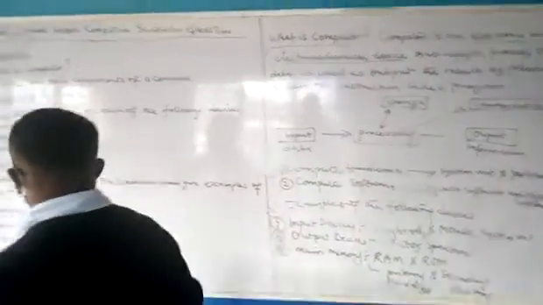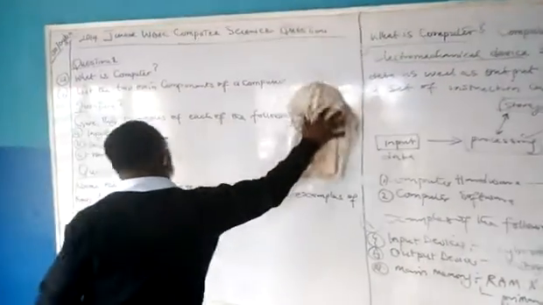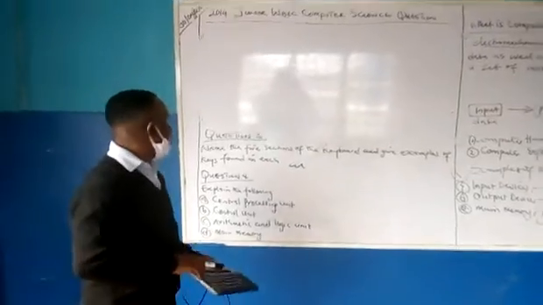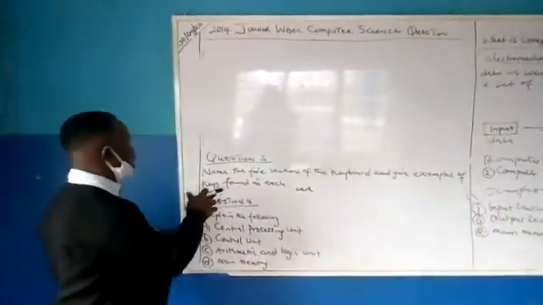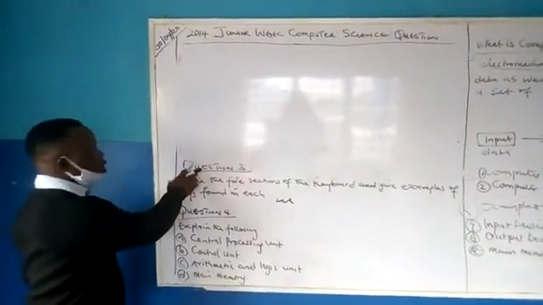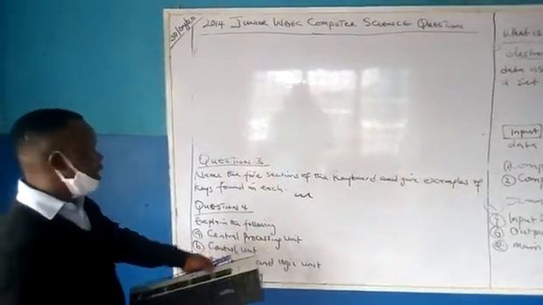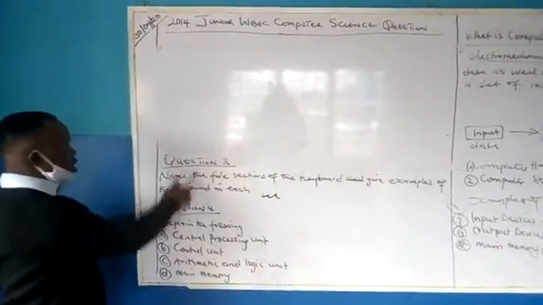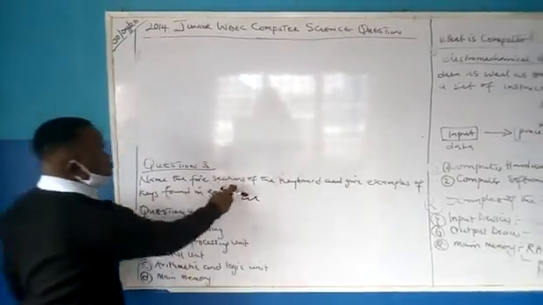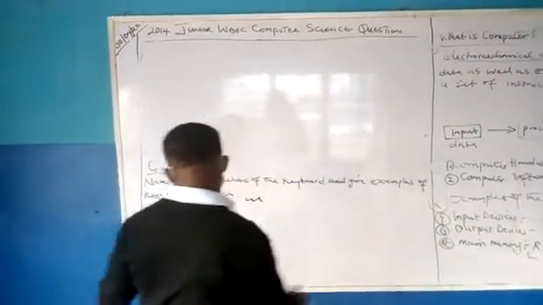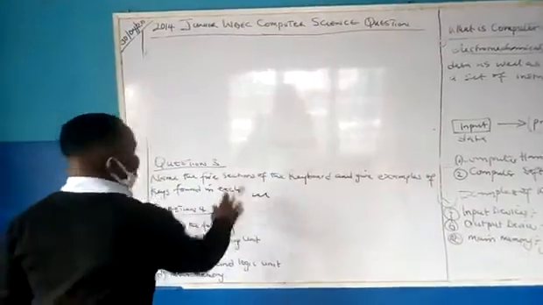Question 3 says, we start from here. You are asked to answer 2, but we are going to look at the third question. That is why you are seeing a keyboard in my hand, so that you understand what we are saying. The third question says, name the 5 sections of the keyboard and give examples of keys found in each.